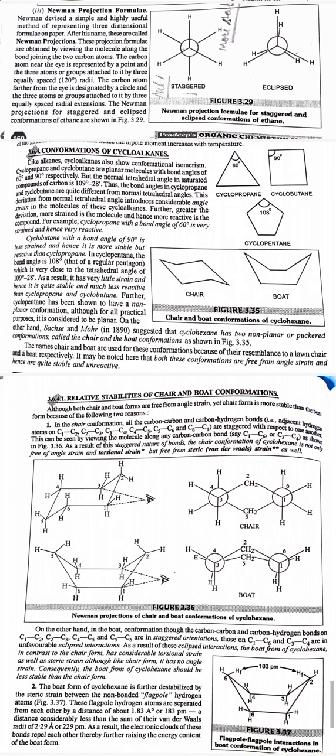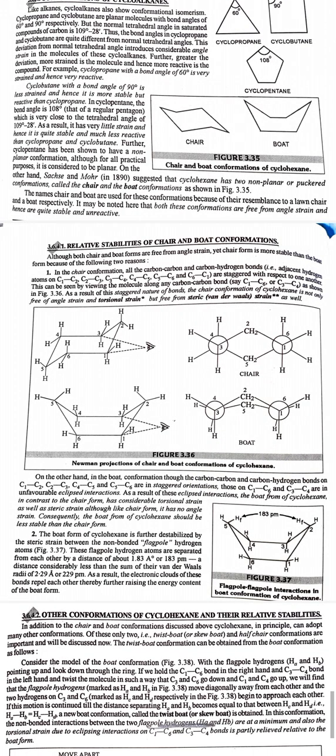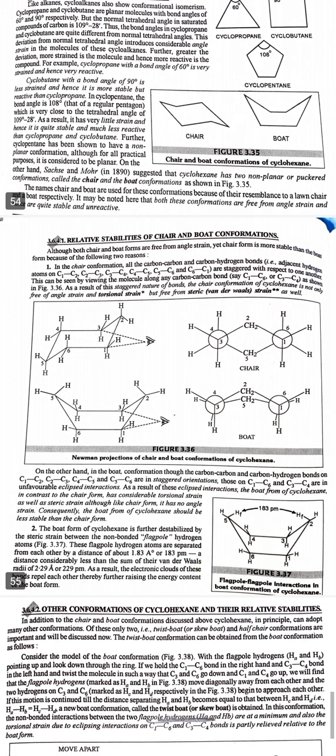On the other hand, Sachse and Mohr in the 1890s suggested that cyclohexane has two non-planar or puckered conformations called chair and boat conformations. Relative stability of chair and boat conformations: although both chair and boat forms are free from angle strain.